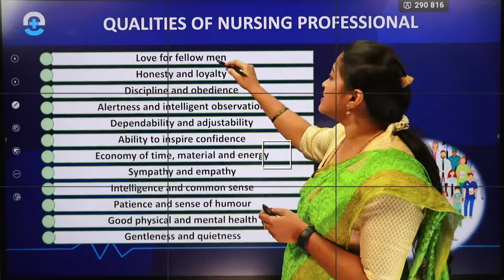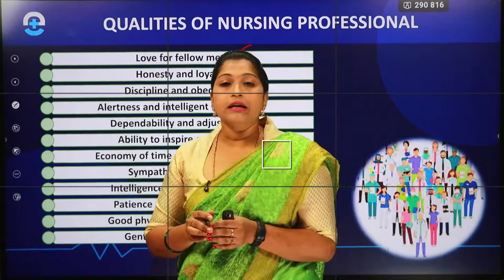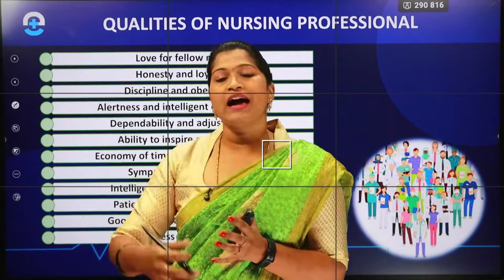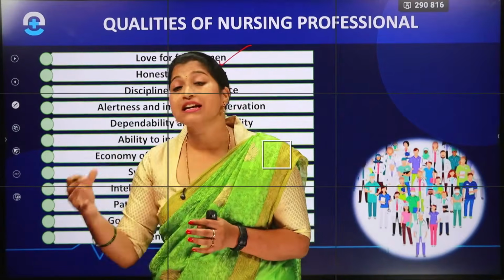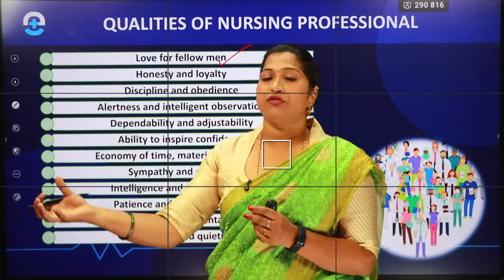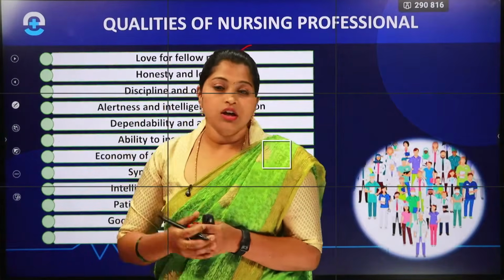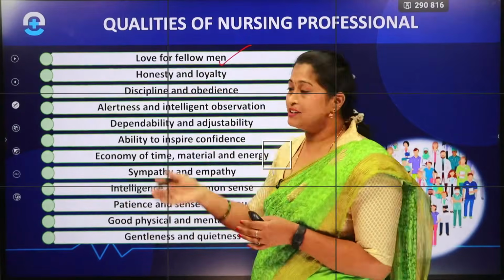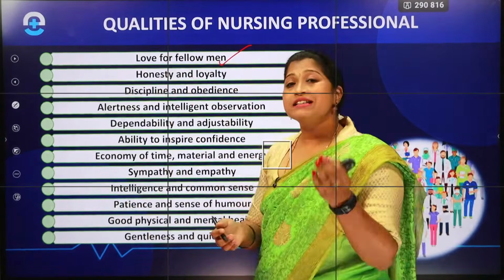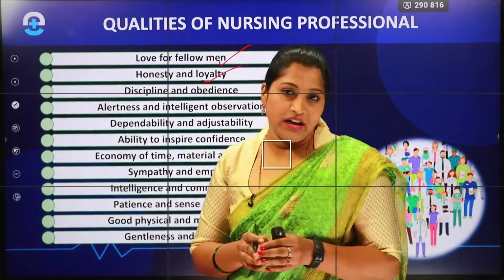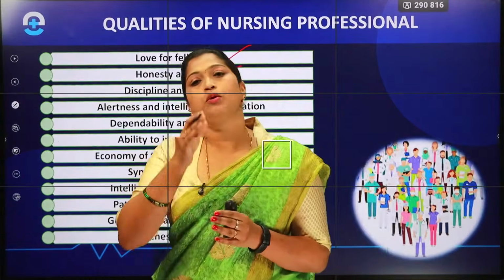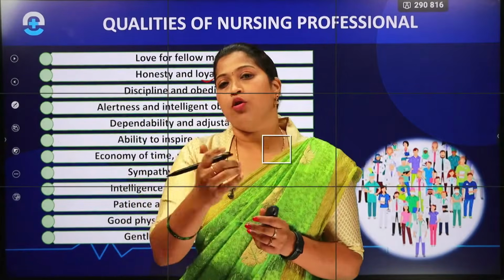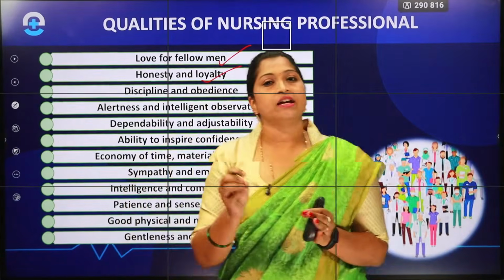The first one is love for the fellow men. That is, anybody who is working along with you, your co-workers, you should have respect and coordination with the fellow people you are working with. That is the first quality we should have, love for the fellow men. The second one is honesty and loyalty. We should be very honest towards our work and loyal towards any procedures we are performing on the patient. That is your second important quality.